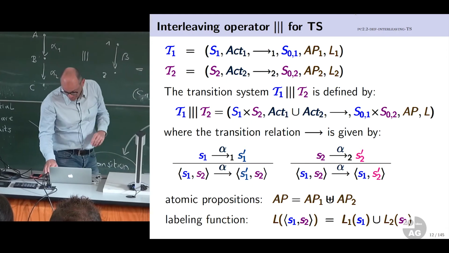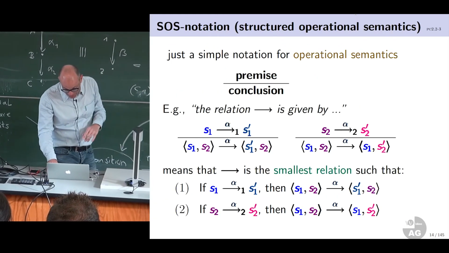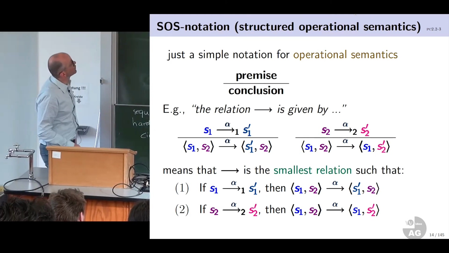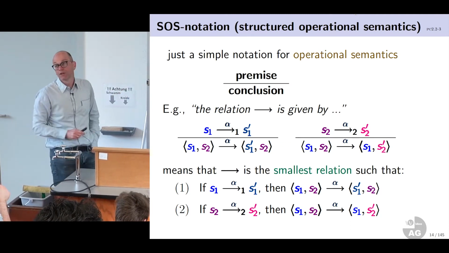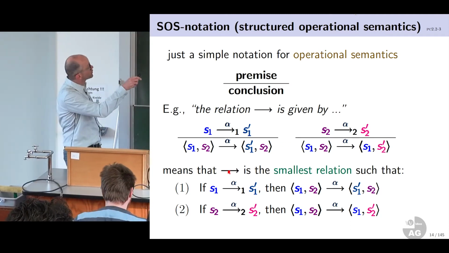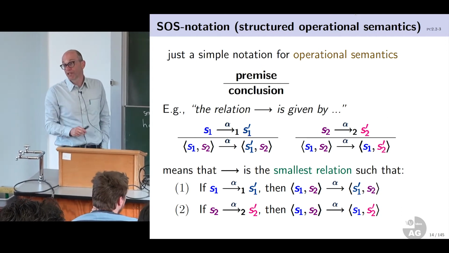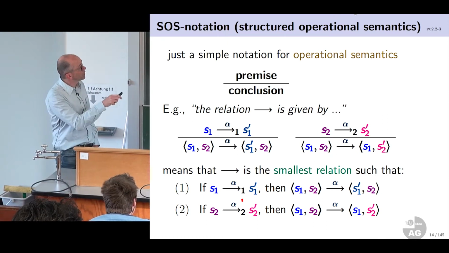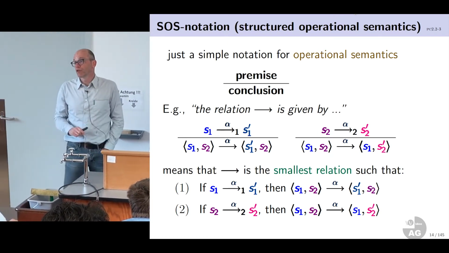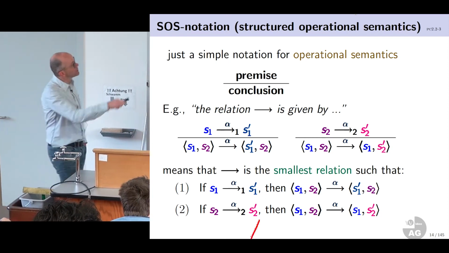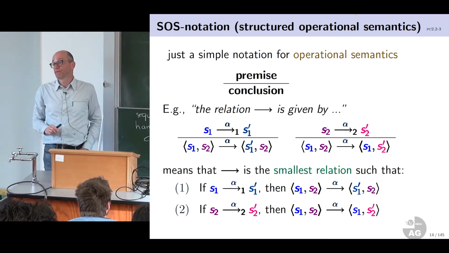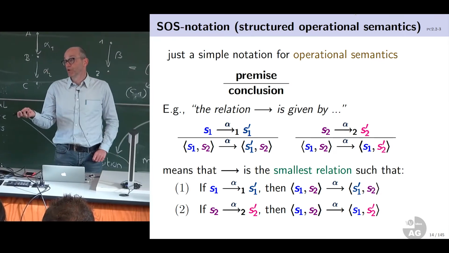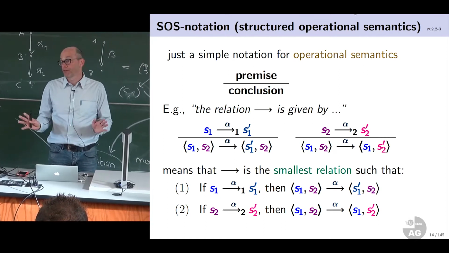Okay, this I already explained. So formally, what is written down here is that the relation that we define by means of these two rules is the smallest relation satisfying two rules. Rule 1 corresponds to the one on the left. If the premise holds, then the conclusion holds, and the same for number 2. What is important on this slide is the word smallest relation. Only those things that really satisfy these two rules are the transitions that you can include, but nothing else.